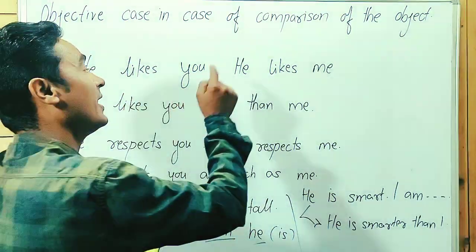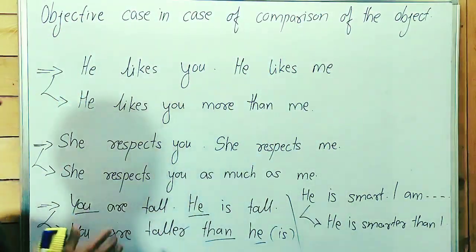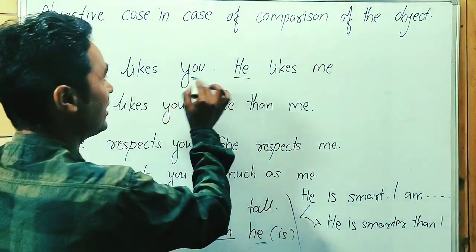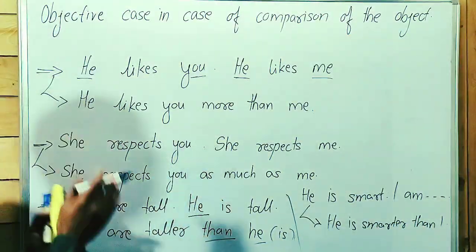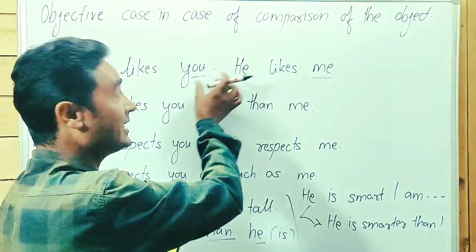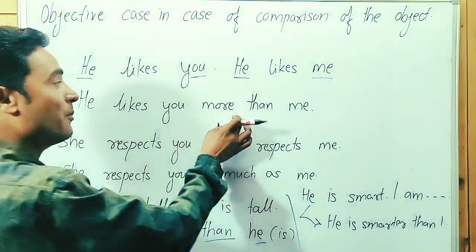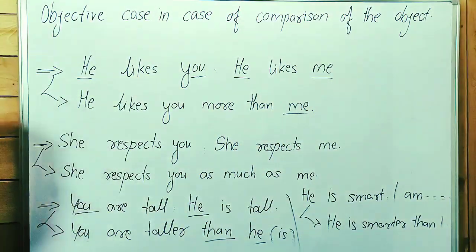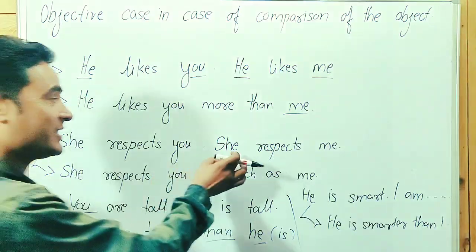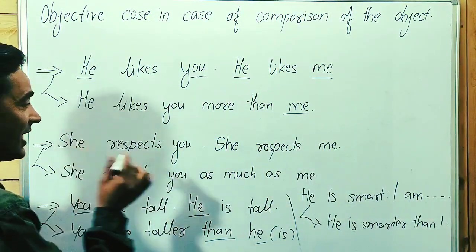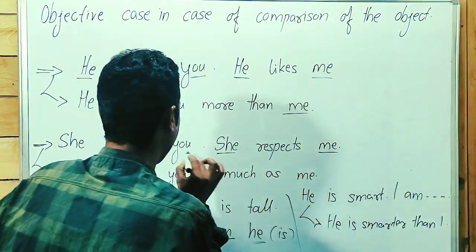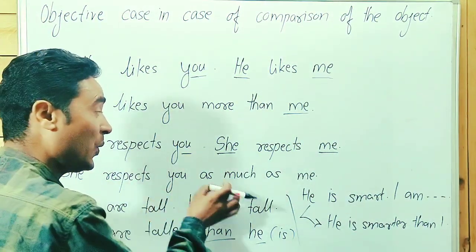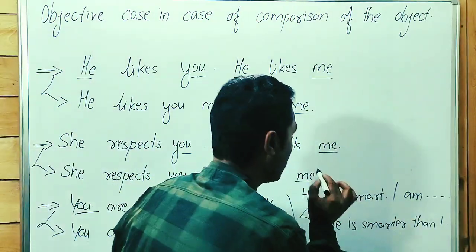He likes you, and the second sentence, he likes me. Here the subject is the same, he and he, but the objects are different, you and me. Here we are comparing objects. In this case, we write: he likes you more than me. Guys, point to be noted, more than me. After that, we use the objective case. She respects you, she respects me. Same subject, she, but objects are different, you and me. She respects you as much as me. After that, we use the objective case.